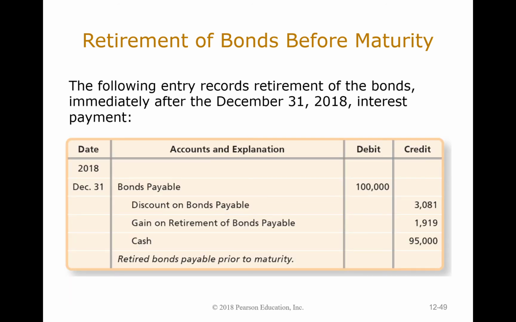So this entry we see here, this is the retirement of the bond. Our bonds payable when we retire will always be debited at the face value. Now, we've got a discount on bonds payable. We have to credit that, whatever that is at the current time. We also have to credit the cash we're paying. So the difference is, if these two items combined are less than the bonds payable, we have a gain. If they're more, we end up having a loss, which would be debited.